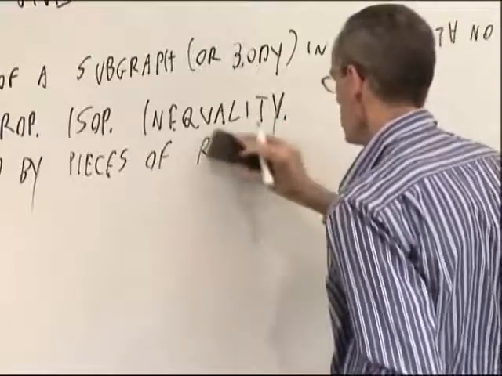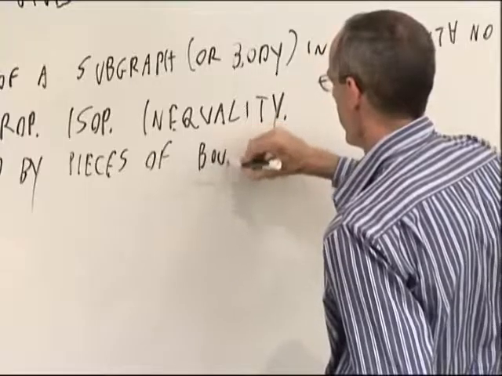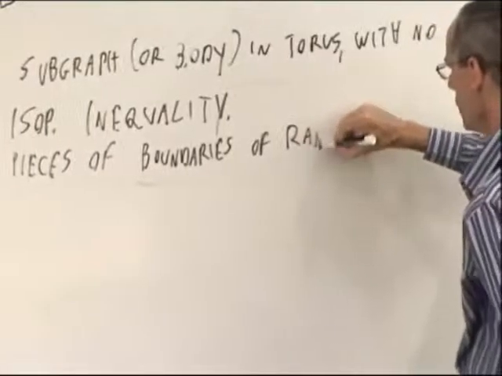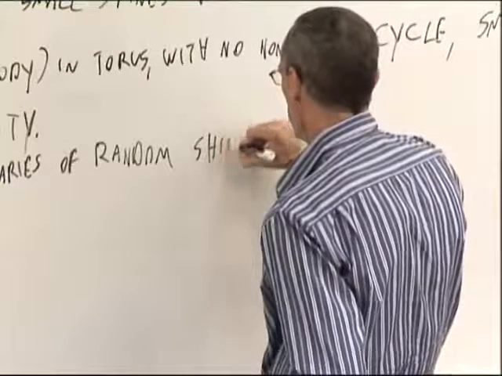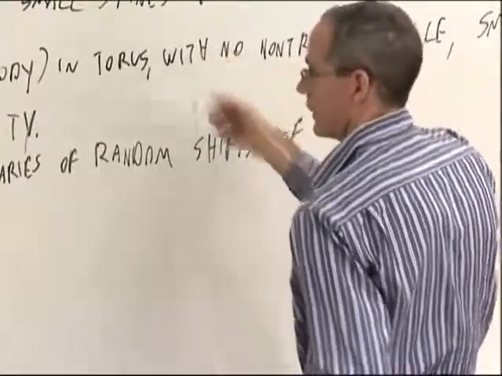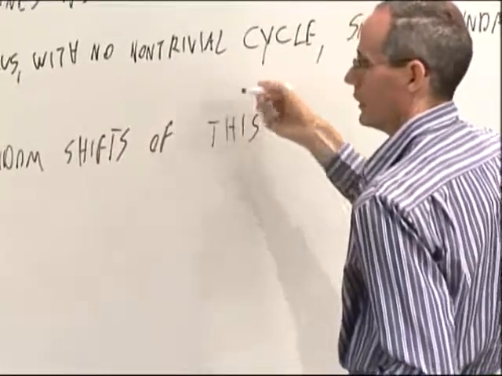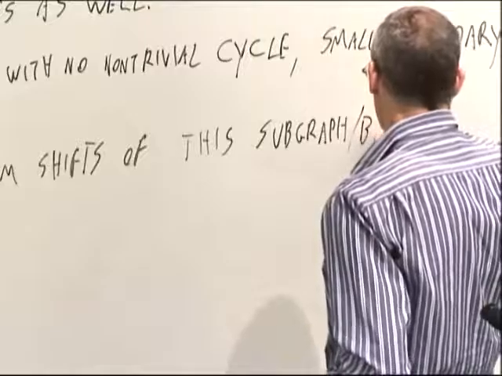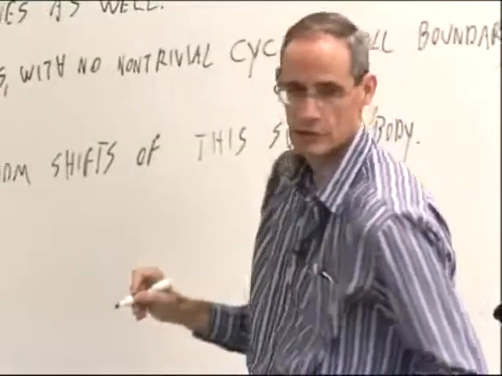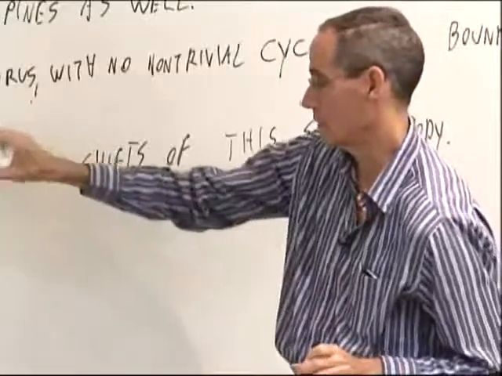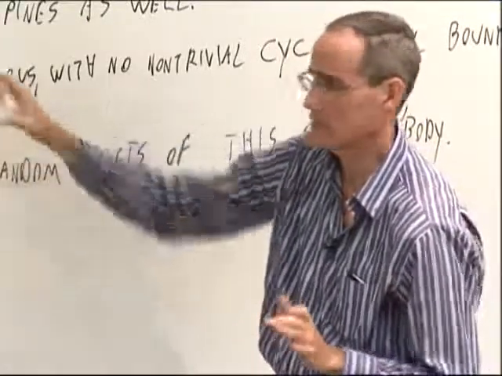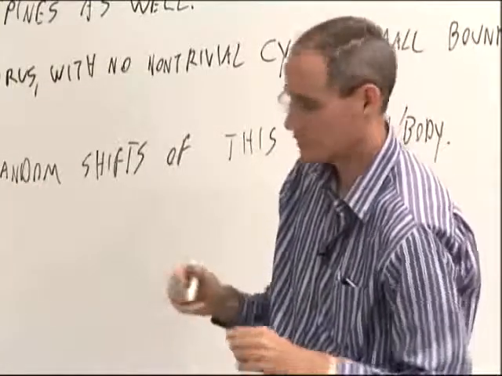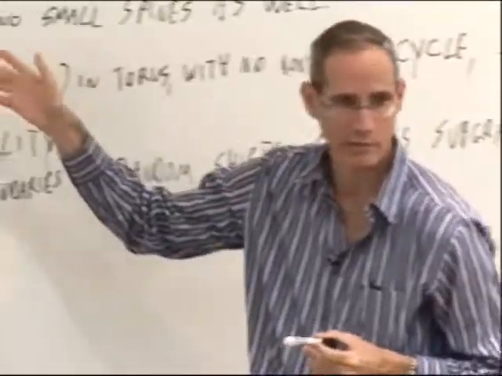of maybe pieces of boundaries of random shifts of this subgraph or body. Okay. So this will become clear soon. But this is basically how the proof goes. And I want to show you, I just have enough time to show you one of them.